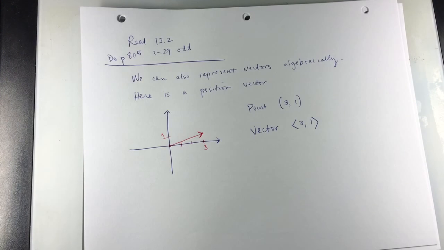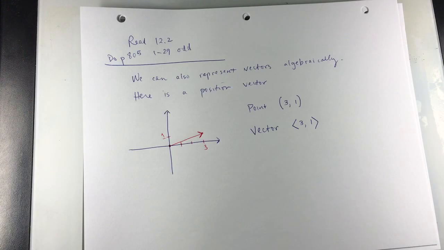And the 2 are different. On the test, if you use parentheses and you meant angle brackets, we're going to take off points. So make sure that you use the correct notation.